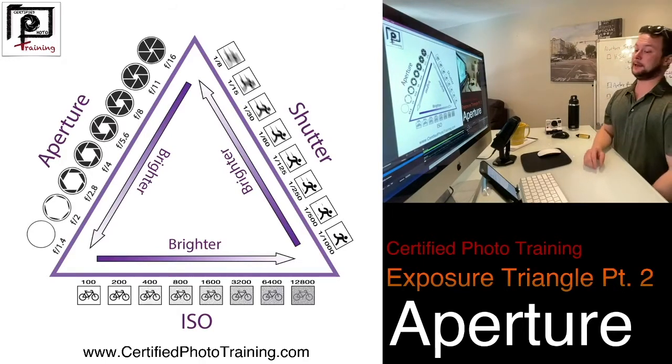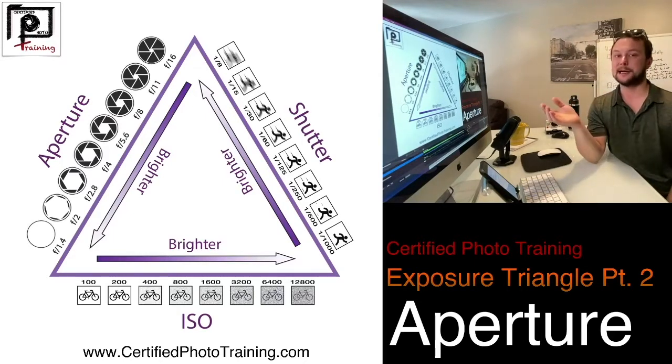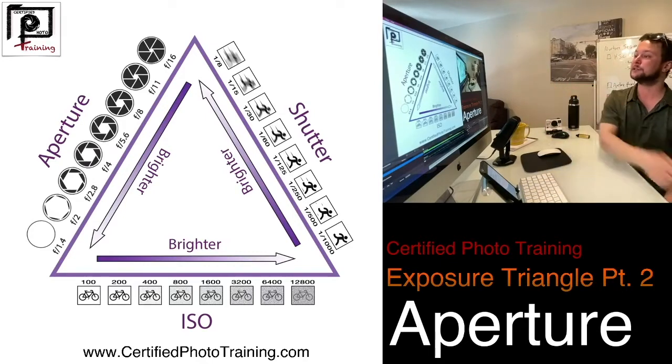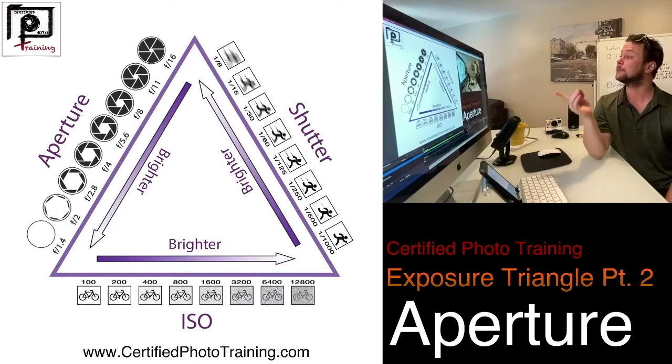So with that said, we've been talking about bright and dark, and we're always talking about bright and dark with photography. It's always a balance. And you look at the scale, one side's brighter, one side's darker for each one: ISO, aperture, shutter speed. Tomorrow we'll be talking about shutter speed. Today we're talking about aperture.